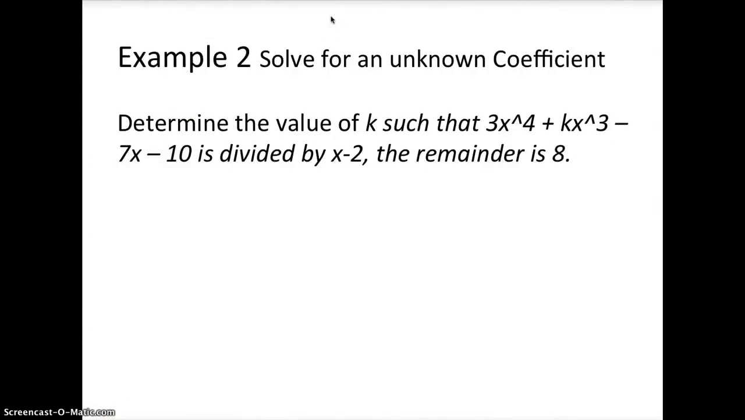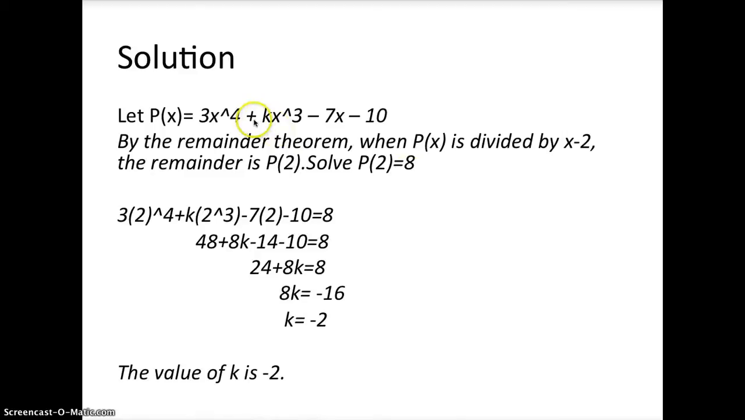Example 2. Solve for an unknown coefficient. Determine the value of k such that when 3x to the power of 4 plus kx cubed minus 7x minus 10 is divided by x minus 2, the remainder is 8. So this is the solution. Since we know that when P(x) is divided by x minus 2, we substitute 2 inside the equation and we get this. So move here, move there, and we get k equals negative 2. So the value of k is negative 2.